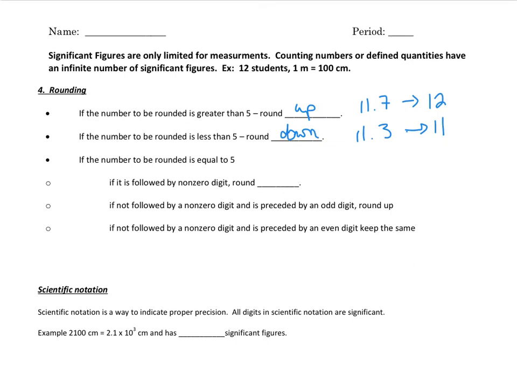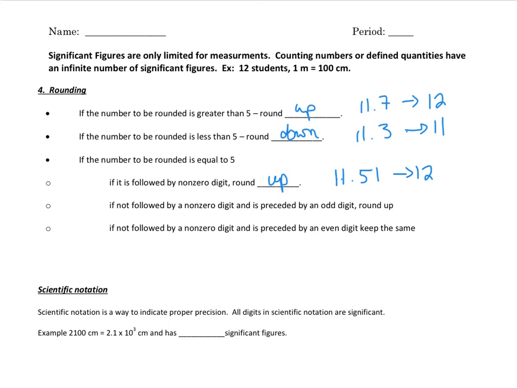Now what if your number is 5? If it's followed by a non-zero digit, then you round up. For example, let's say I have 11.51. I want 2 sig figs. And so I look at the number following my 1 there, and it's a 5. So then I check the number after it. If it's a non-zero digit, so 1 through 9, then you round up. So this would round to 12.